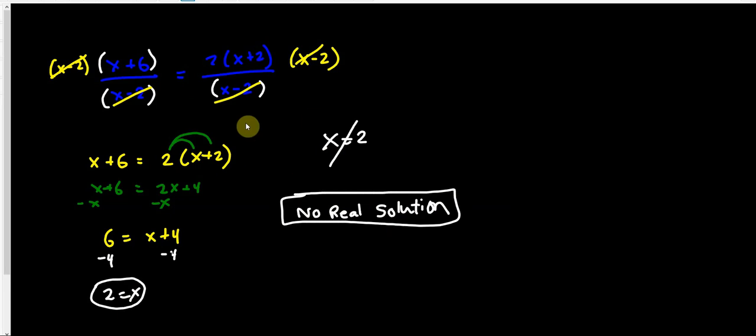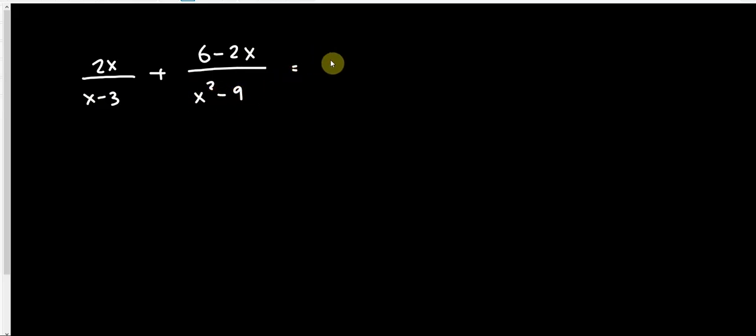Okay. Let's look at one more example that's a little bigger and more fun and a little bit more intense. Maybe this will be more entertaining. So let's look at one that's 2x over x minus 3 plus 6 minus 2x over x squared minus 9 equals x over x plus 3.